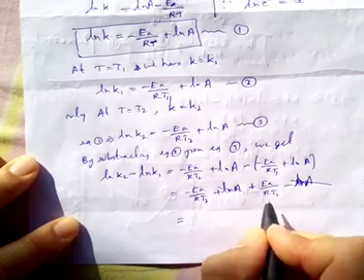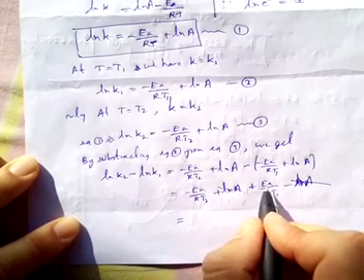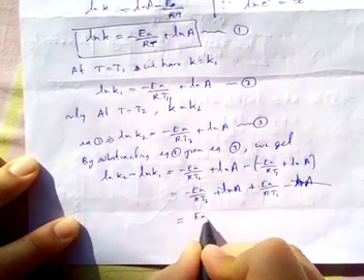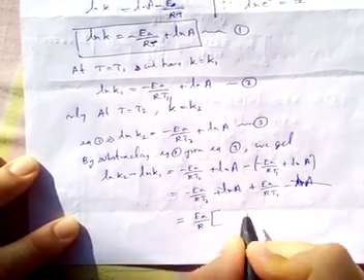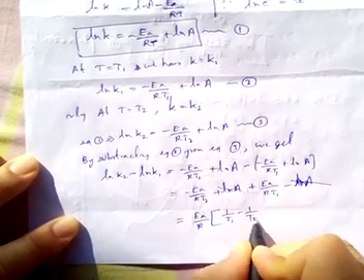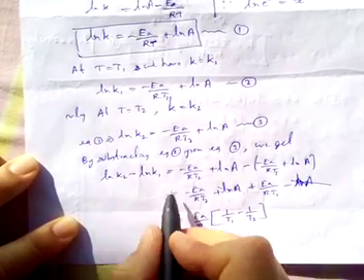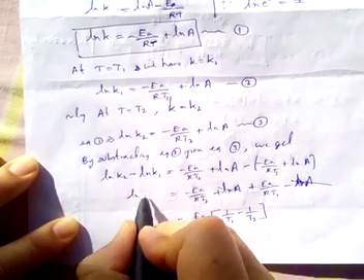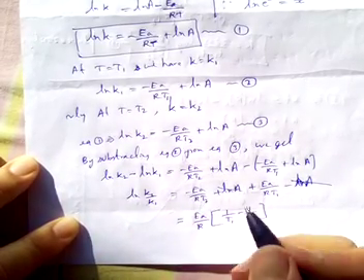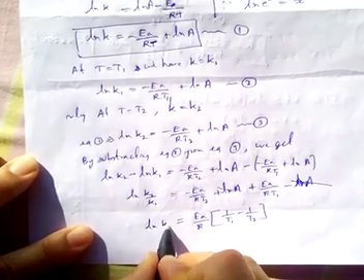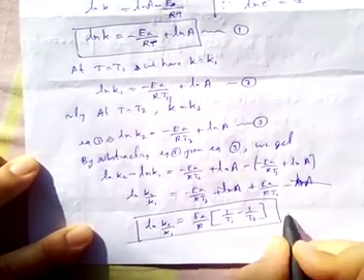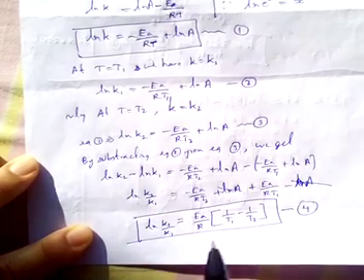What remains is, we can take Ea by R common. So Ea by R times 1 by T1 minus 1 by T2. Here we can also write ln k2 by k1. So what we ultimately get is ln k2 by k1 equal to Ea by R times (1 by T1 minus 1 by T2). So this is equation 4.